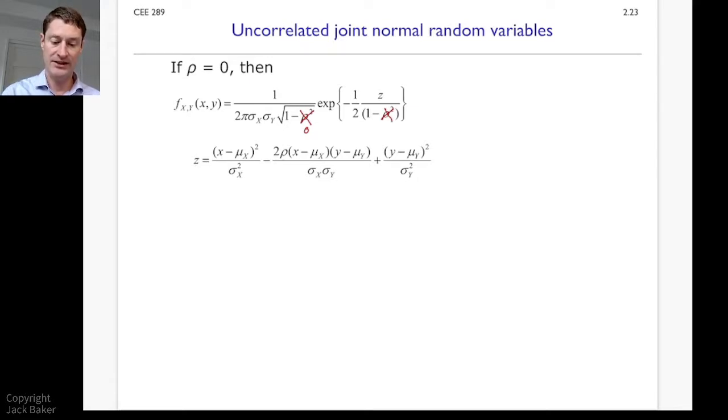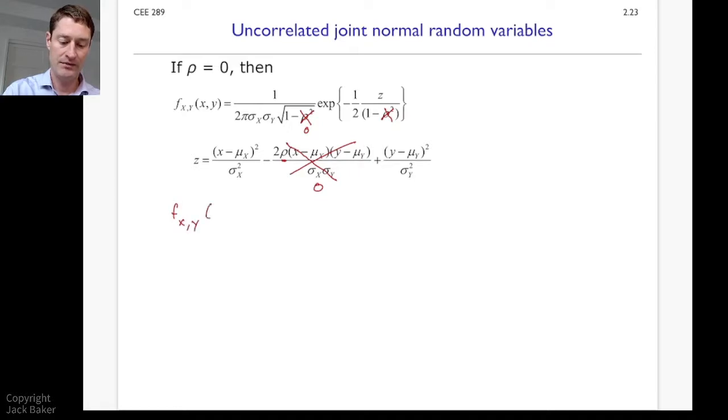I've got in my z this rho term here. If that's 0, then the whole middle term here is all going to zero out, if one of those terms is equal to 0. So that's all going to simplify down. And so now it's simple enough that I could substitute in the z up for that top formula. So let's try to write this out and see what happens.